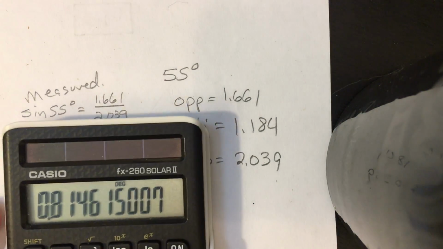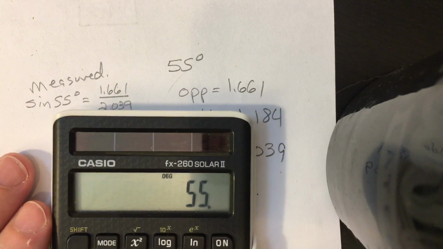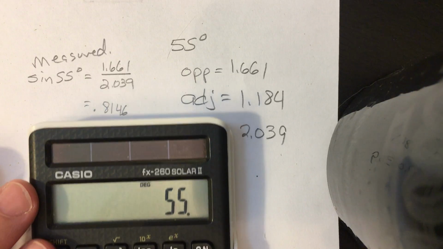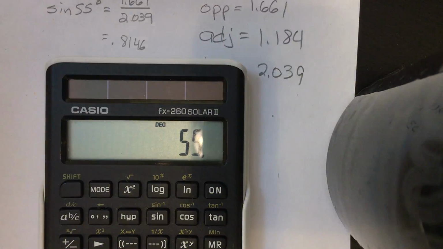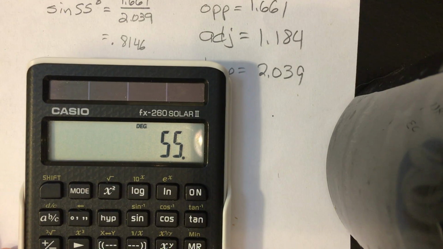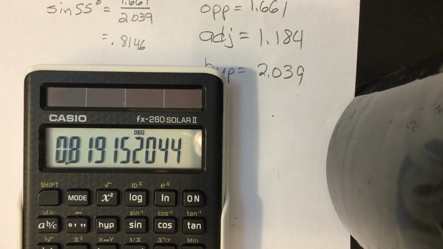All right, let's compare that to the sine of 55 degrees according to the calculator. So 55, and if I hit the sine key, 0.8191. So not bad. Obviously my measurements weren't great, but this is pretty close to the 0.8146 that we got from measuring.